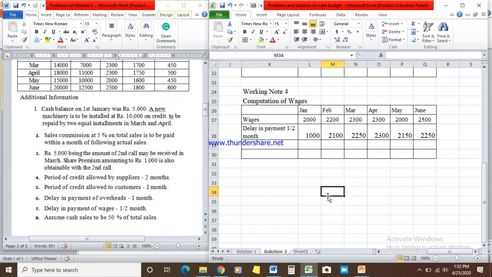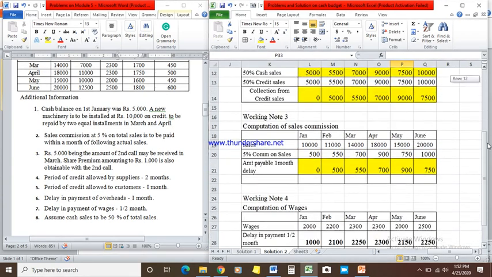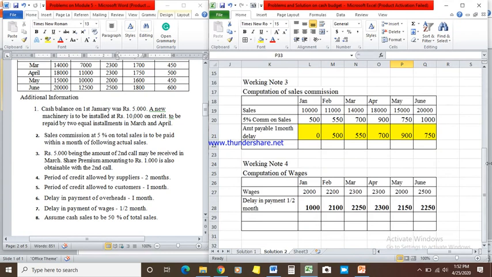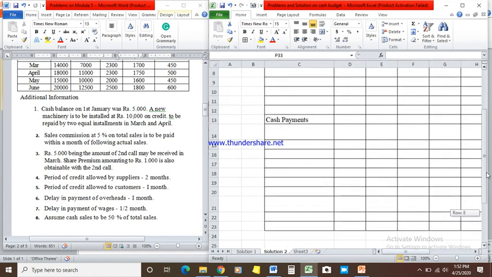So these are the basic calculation working notes which we are supposed to do for this particular problem, and all these figures are going to be considered while we prepare the cash budget. So you can just have a look here how the calculations have been made. Now let's move on to the main part.